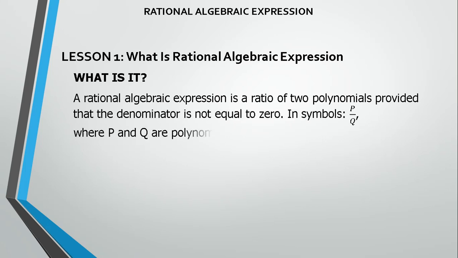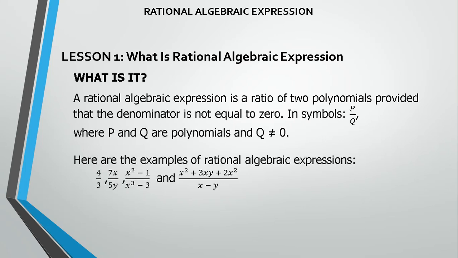For our lesson 1, what is rational algebraic expression? So a rational algebraic expression is a ratio of two polynomials provided that the denominator is not equal to 0. So our symbol is P over Q, where P and Q are polynomials, and our Q, which is our denominator, is not equal to 0. So dapat si Q is not equal to 0. So both P at saka si Q, polynomials po sila. Yung ating na-discuss sa week 1 at saka sa week 2. Diba? Polynomials. So we have here the example.